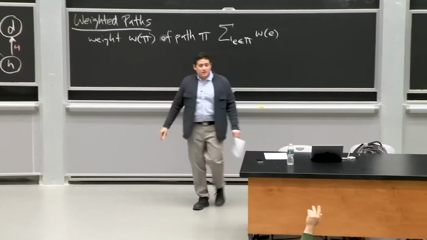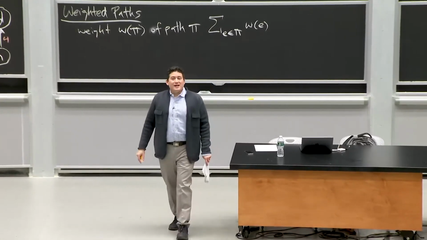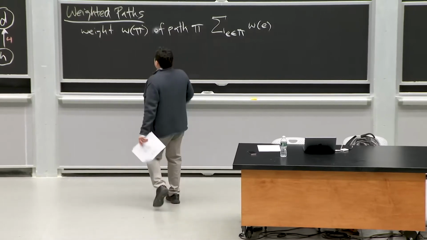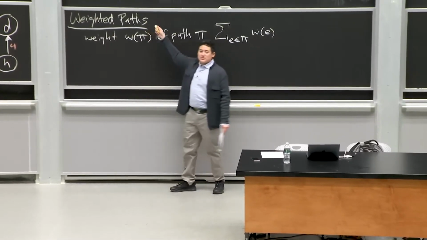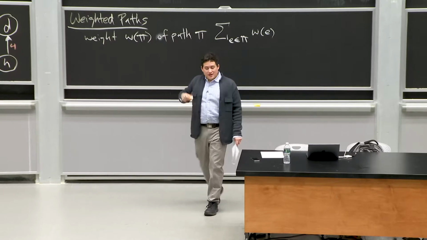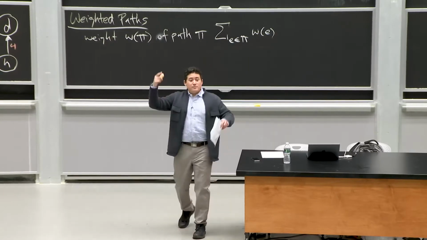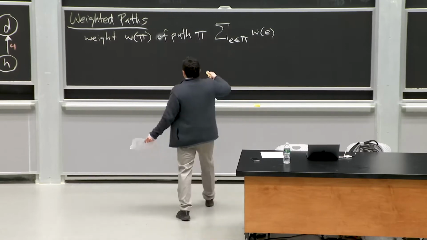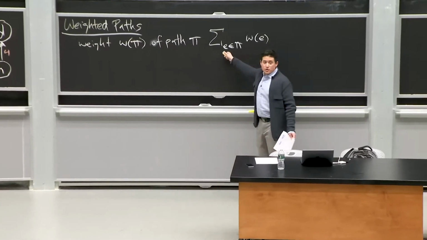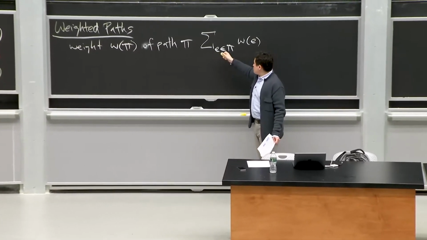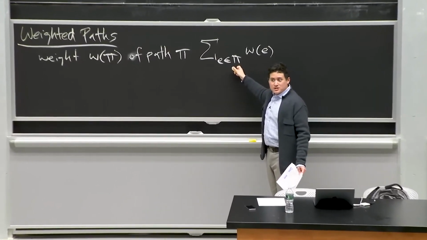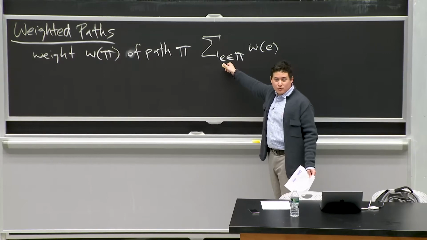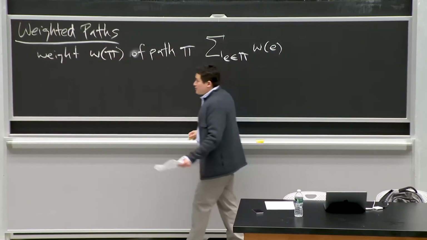Yeah, question? Can I use the same edge more than once? Right now, you're asking about the distinction in our class between paths and simple paths, right? So here, a weighted path doesn't really care if we visit an edge more than once. If an edge appears more than once in pi, we have to count it more than once in the weight of the path. Okay, great question.